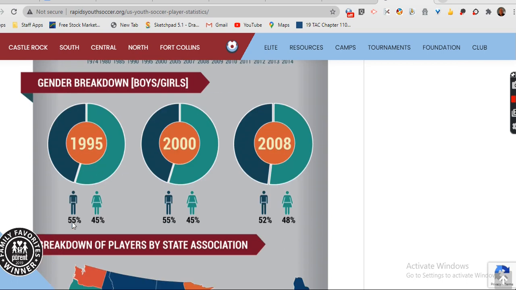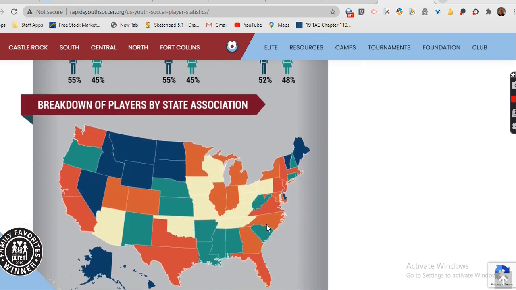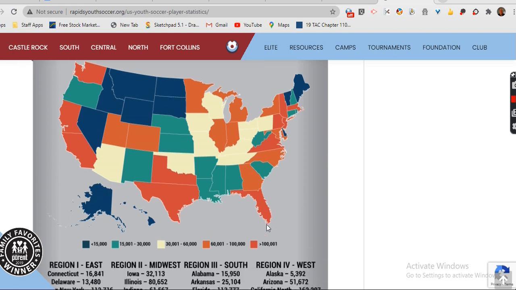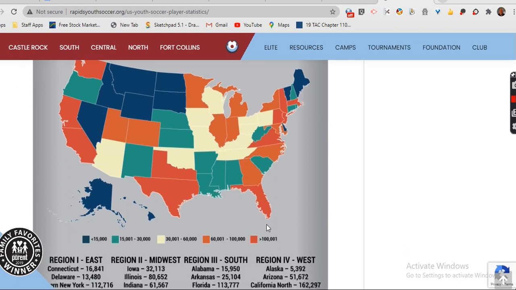But check this out. Here it started at 55% in 1995. It was 55% male, 45% female. Get to 2008, it's almost at half, almost 50-50 in 2008. I'm sure now it is closer to 50-50. Now here is, I think, a neat piece. And that is, this tells me what states have the largest number of students, youth, playing soccer.